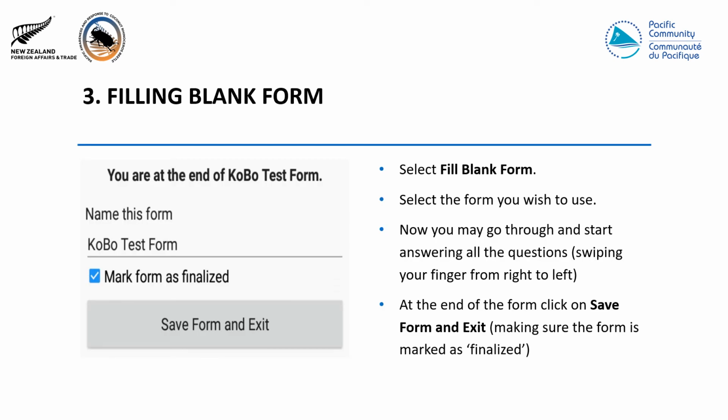To enter data, tap Fill Blank Form and then select the form you wish to use. Answer all questions that are marked with a red asterisk, while others are optional. It is recommended that you try to answer all questions. At the end of the form, click on Save Form and Exit. To attempt another data entry, repeat the steps on this slide.